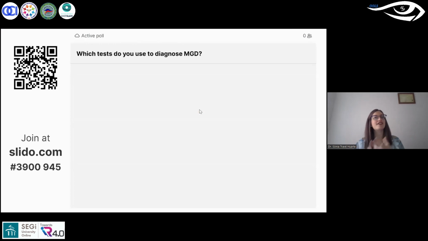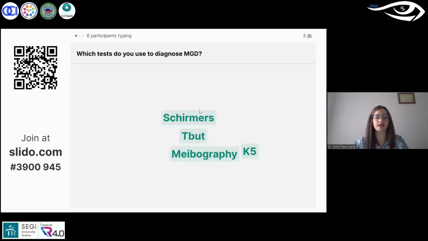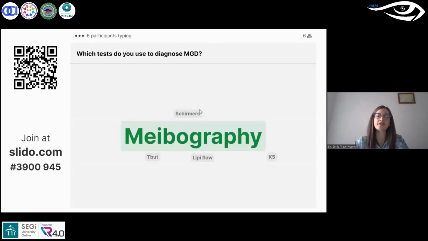If there's 3 tests, you can write 3 tests. Normally, for me, I don't use one specific test. I use multiple tests, as you'll see later on. But there are people that have priorities for one versus the other. There are people that use expression of the glands. There are people that prefer meibography. There are people that prefer using breakup time methods. So yeah, we have a lot of them coming up at the moment. Meibography seems to be quite a big one so far.